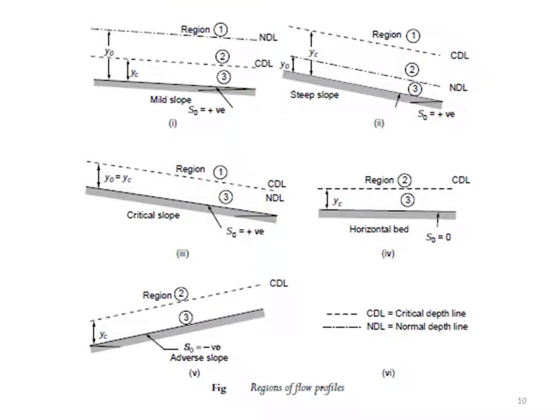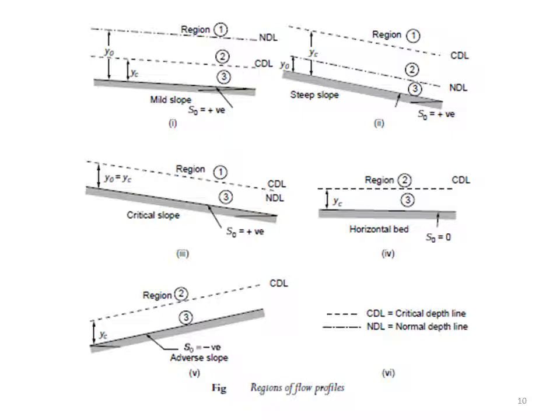So this slide is the pictorial representation of all the 5 cases that have been discussed in the last couple of slides. Here we can see the longitudinal sections of channels of different categories, and the couple of imaginary lines, NDL and CDL, we talked about, and the flow spaces symbolized by 1, 2 and 3, which represent the regions or the flow spaces as discussed in the last slide.